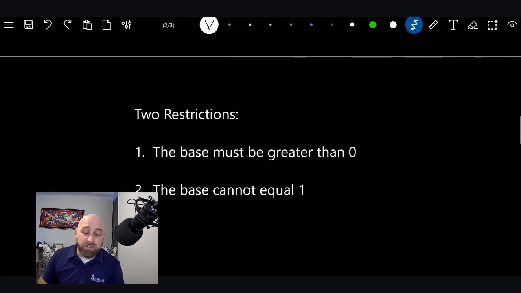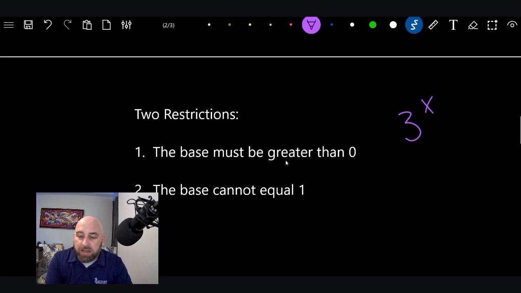It's a great study. Two restrictions on these exponential equations. Restriction number one: the base must be greater than 0. In other words, what am I saying by that?